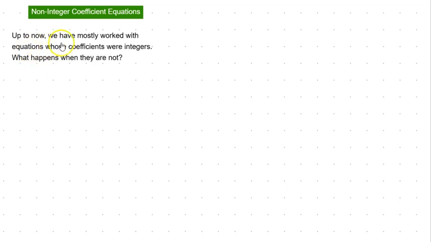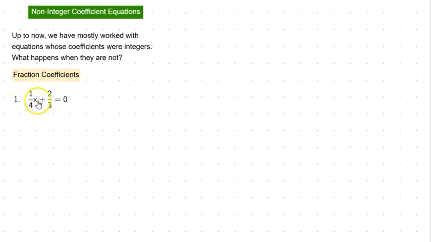Let us look at cases where non-integer coefficient equations are given to us. Now, up to now, we have mostly worked with equations whose coefficients were integers. What happens when they are not? So, we'll take them up one by one. The first case is fraction coefficients.